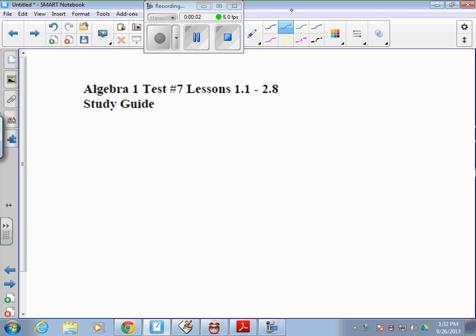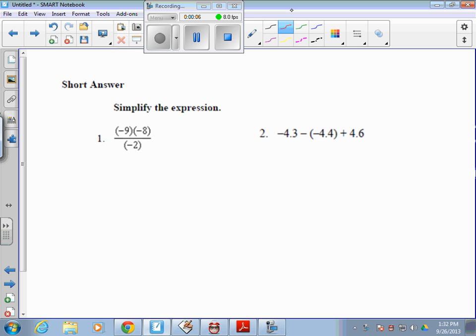All right, this is Algebra 1, test number 7. Got through section 2.8 study guide. Here we go. First one says simplify the expression. Negative 9 times negative 8. A negative times a negative is a positive 72, divided by negative 2. A positive divided by a negative is a negative 36.